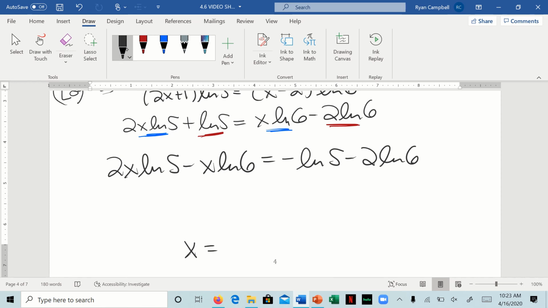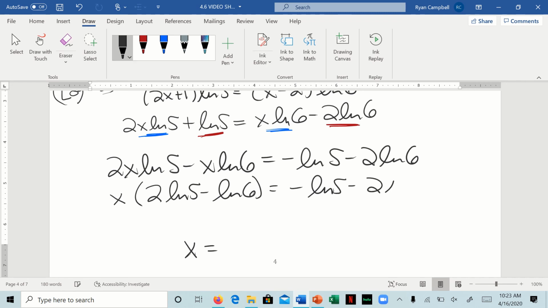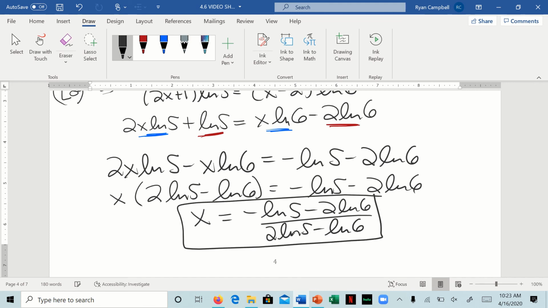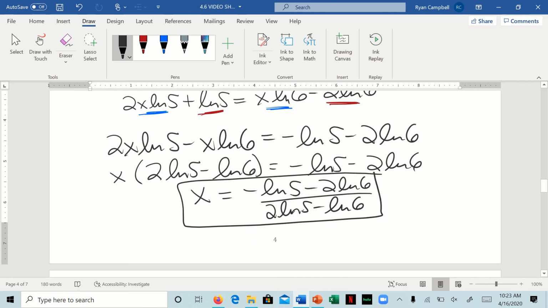Notice this term has an x and this term has an x. So we can just take an x out, right? So we get x times 2 times the natural log of 5 minus the natural log of 6 is the negative natural log of 5 minus 2 natural log of 6. When you divide, you end up with x is negative natural log of 5 minus 2 natural log of 6 over 2 natural log of 5 minus natural log of 6. And this is totally okay as the final answer. If you want that to be the exact answer, you don't have to simplify any more than that. That's perfectly okay for me.